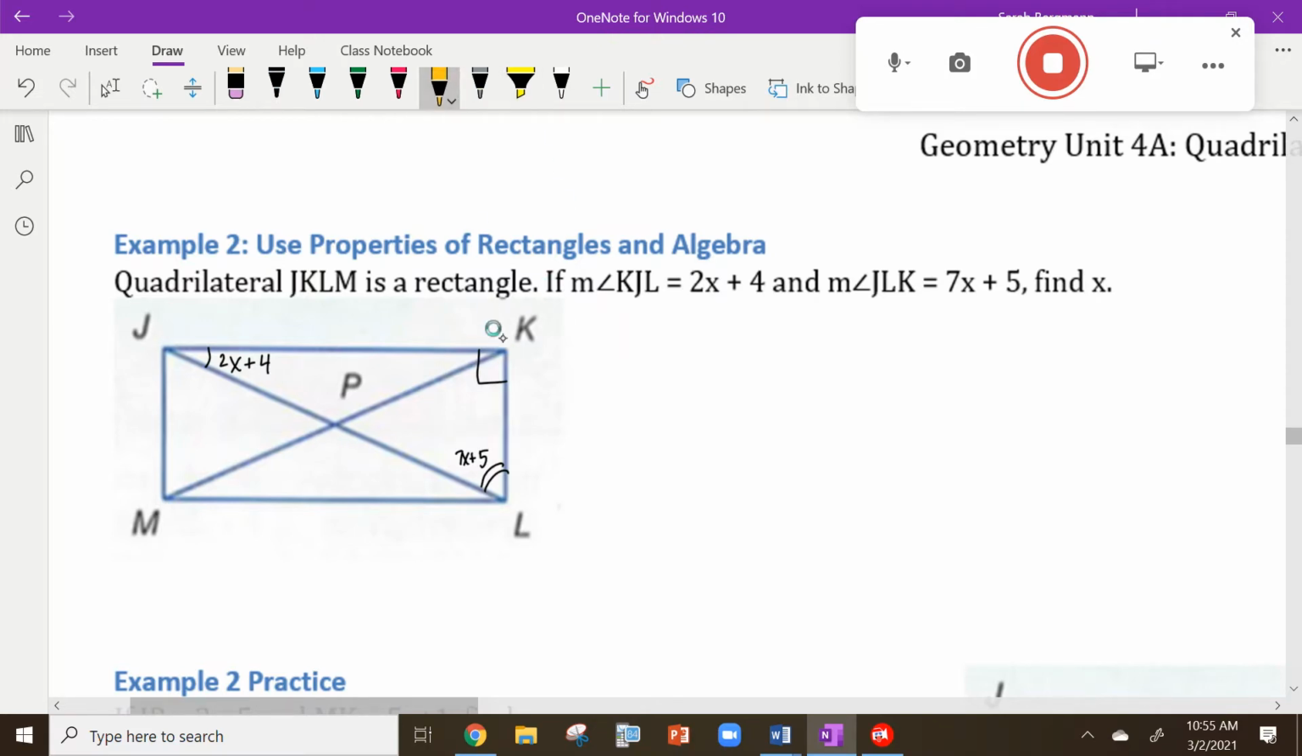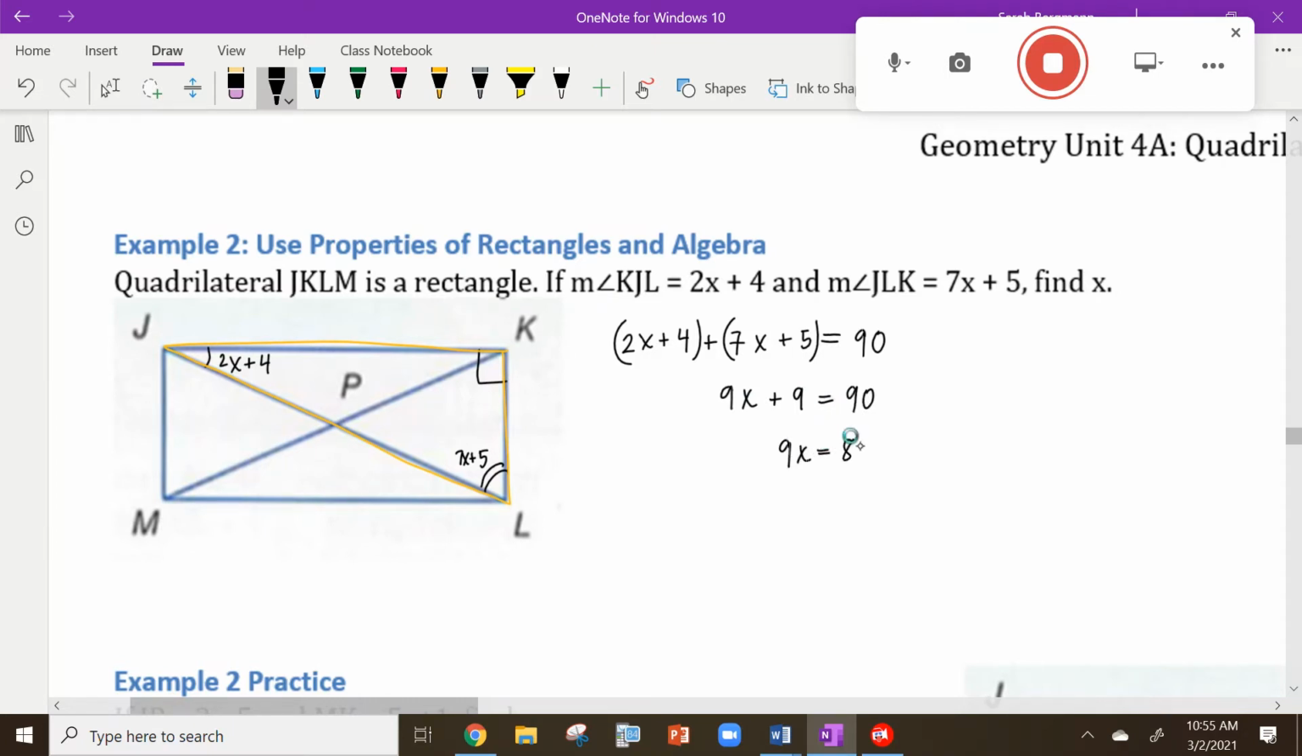If I look closely at triangle JKL, I see that it's a right triangle. I know that the acute angles in a right triangle always are complementary. So I know 2x plus 4 plus 7x plus 5 has to add up to 90. Combine your like terms to get 9x plus 9 equals 90.